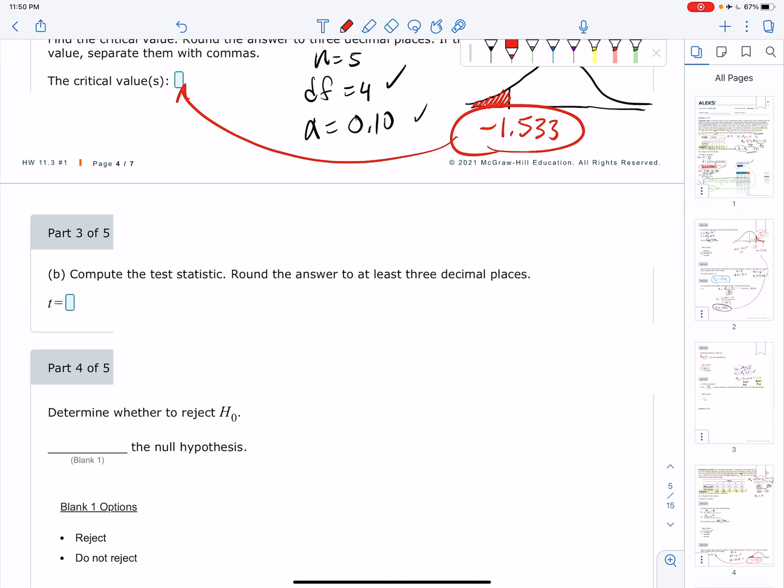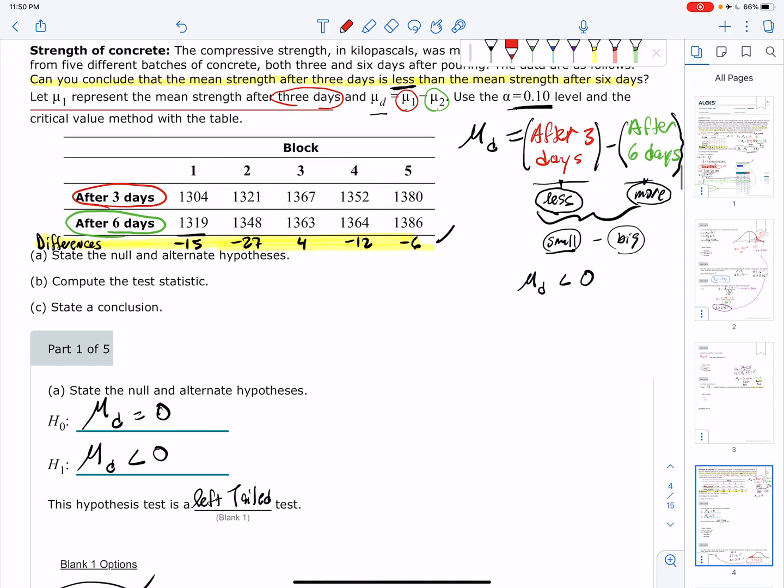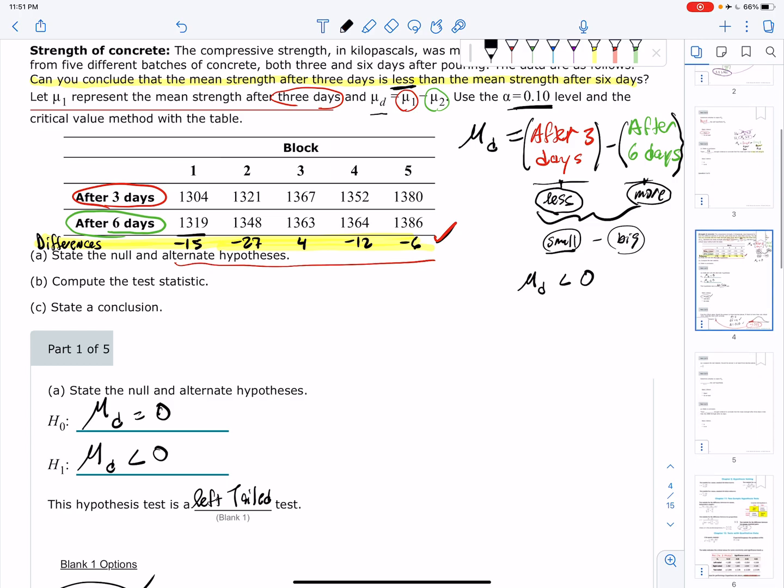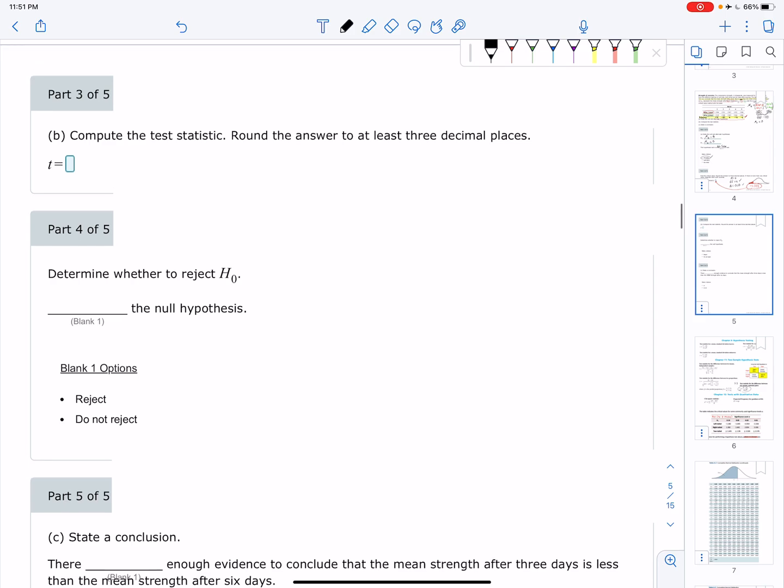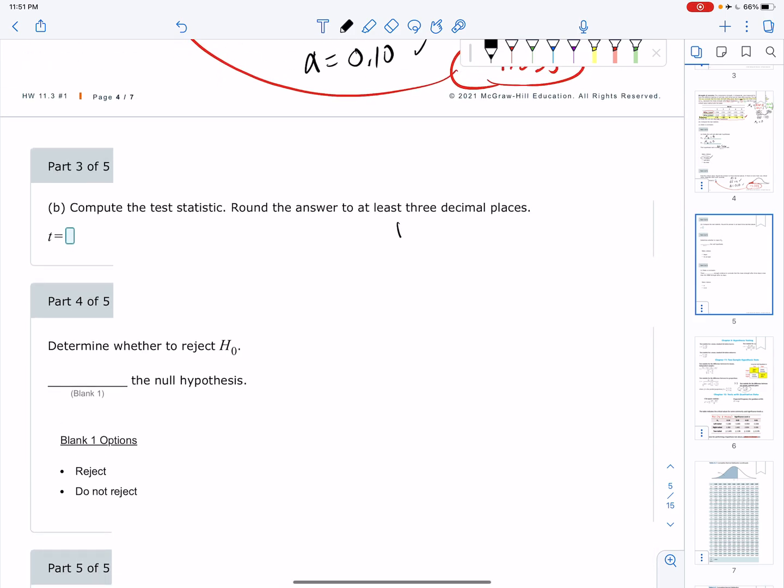Now we need our test statistic. And this will go pretty quick because I do need my differences. If I go back up here and take a look at my differences, I can just re-record this down here. So let me rewrite this down here again. So what were my differences? Differences: we had a -15. We had a -27. We had a 4, a -12, and a -6. And you're just going to put those differences in the calculator. And d bar is now going to be -11.2.